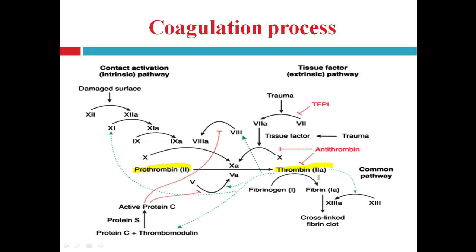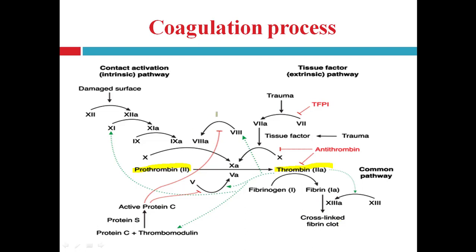And this activated thrombin, or factor 2A, initiates the activation of fibrinogen, or factor 1, to factor 1A, or fibrinogen to fibrin. And this fibrin, with the help of activated factor 13A, makes the cross-linked fibrin clot, that is the coagulum or clot of blood. This is the coagulation process.